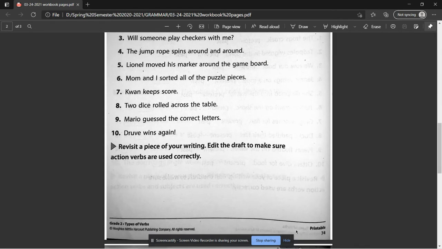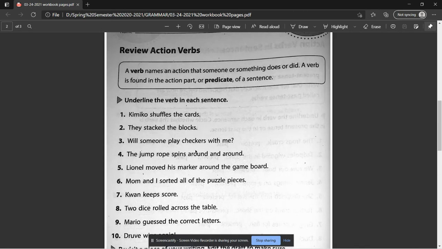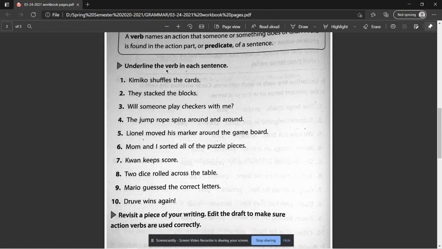Now, on page 74, you need to review action verbs. Now, remember, a verb names an action that someone or something does or did. So, a verb is found in the action part or the predicate of a sentence. So, let's see. Underline the verb in each sentence, and we have 10 of them.